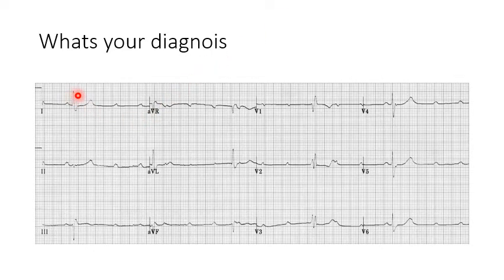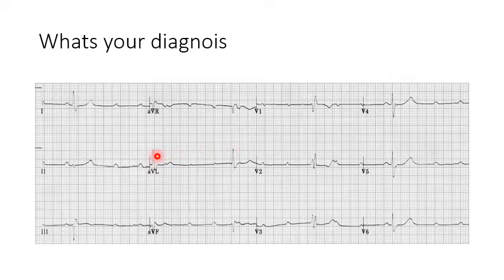Let's now look at this ECG. First of all, in ECG, you need to know the rate of the ECG. So rate is calculated by simply dividing the number of big boxes, these are the big boxes, into 300. You need to know that the number of boxes between one R and the next R is divided into 300.